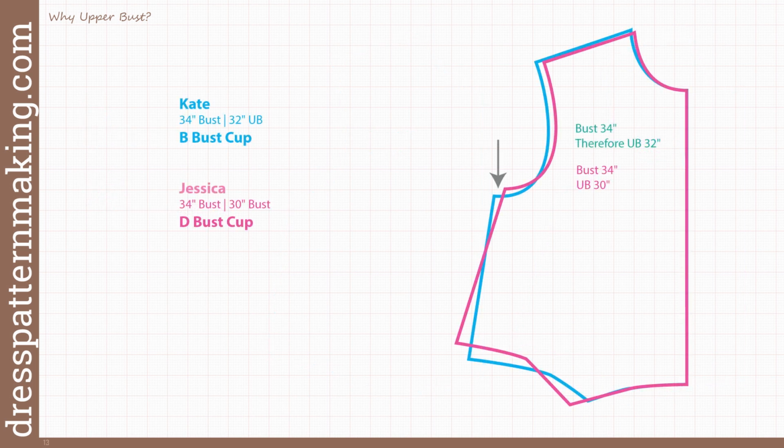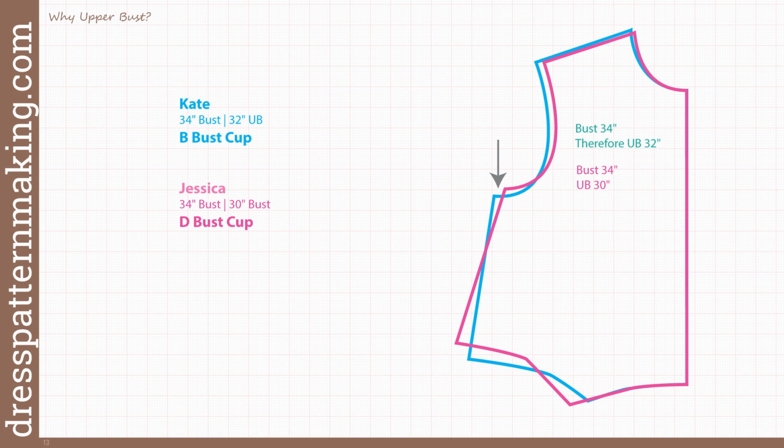If I put one block on top of the other, you can see the problems that Jessica will have with the blue block. She would have too much ease in her armhole and upper bust, and she would not have the right angle for her bust cup. So even though the block was drafted to a 34-inch bust, it would still not fit her in the bust, and she would get strain lines from her bust to the side seam.